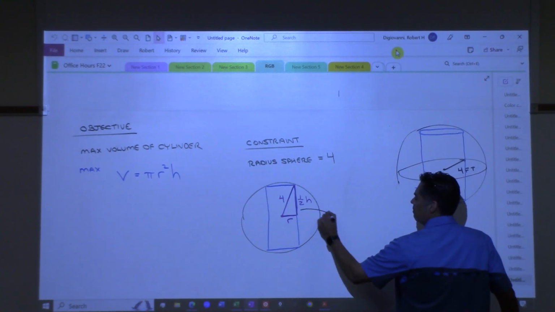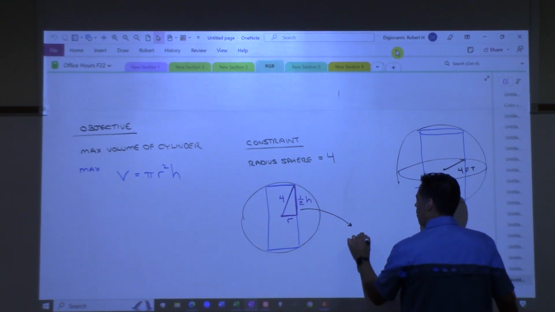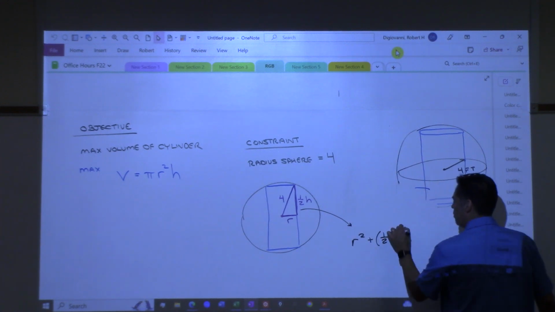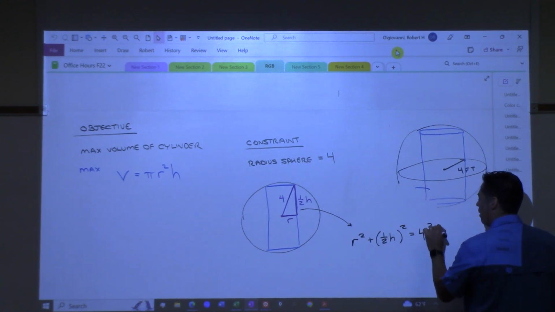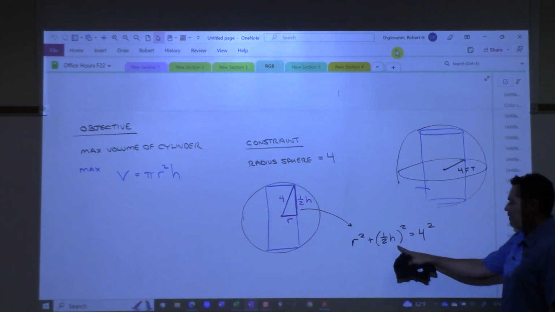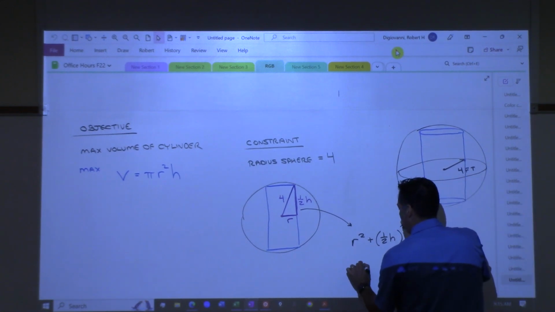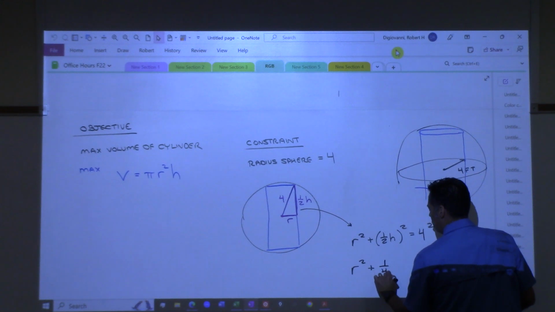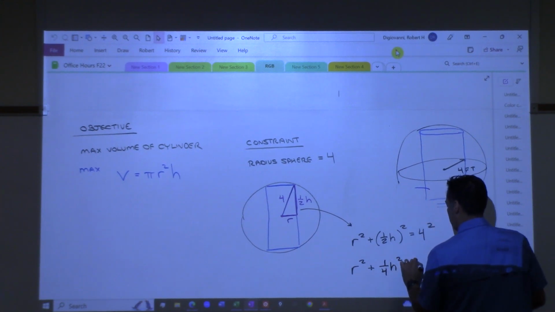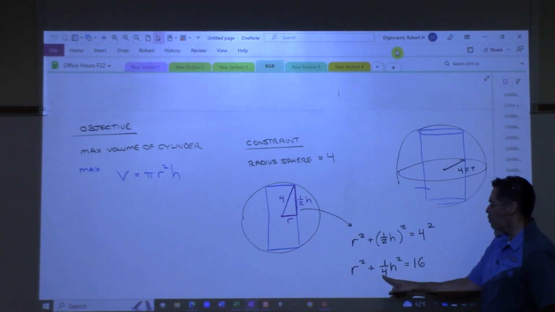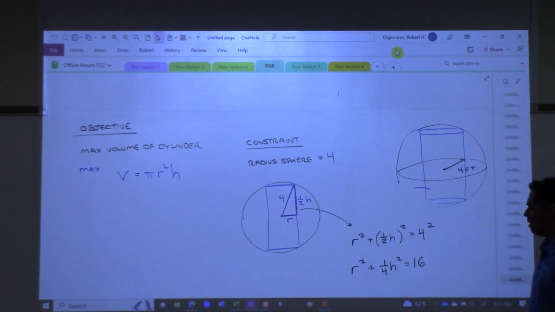Okay, so look, from that I know that R squared plus 1/2 H, that quantity squared, must be 4 squared. And that is an equation with both R and H. Be careful on that 1/2 H squared, because when you square that, you have to square both the 1/2 and the H. Right? You square 1/2, 1/2 times 1/2 is 1/4, H times H is H squared.